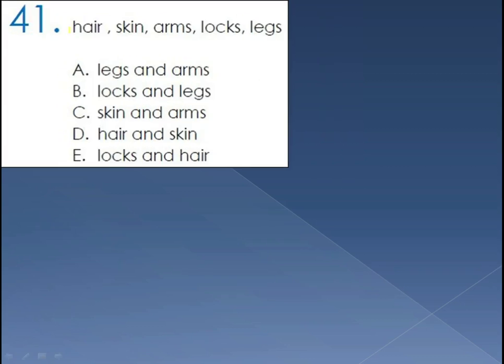Question 41. Hair, skin, arms, locks and legs. Which two words have similar meanings? So would you say arms and legs has similar meaning? No, arms are different to your legs. Arms are upper, legs are the lower. Hair, what would be another word for hair if you know the story of Goldilocks, the locks? Your hair or locks have similar meaning. So it has to be hair and locks, which is E.